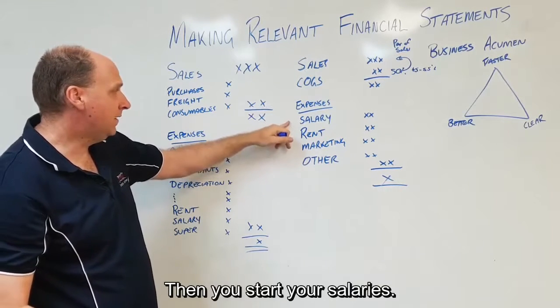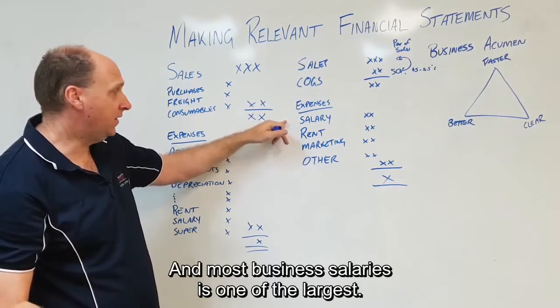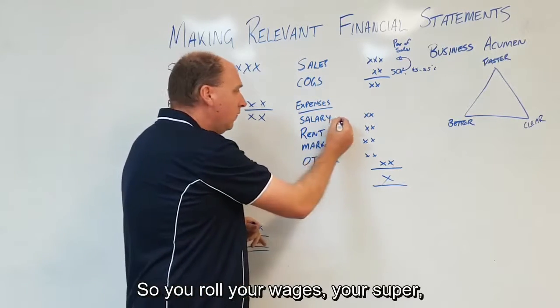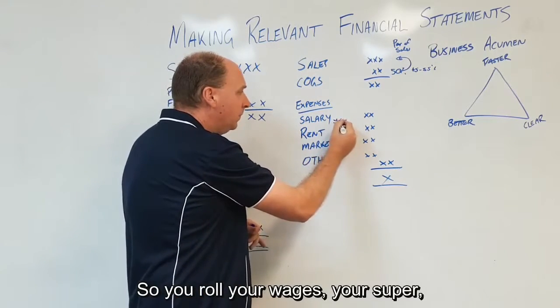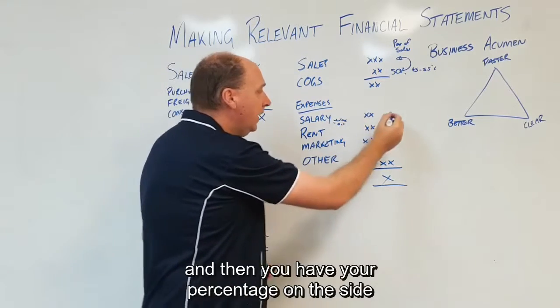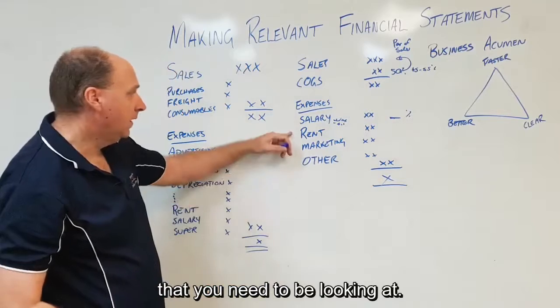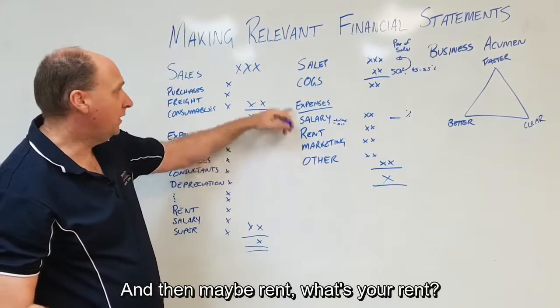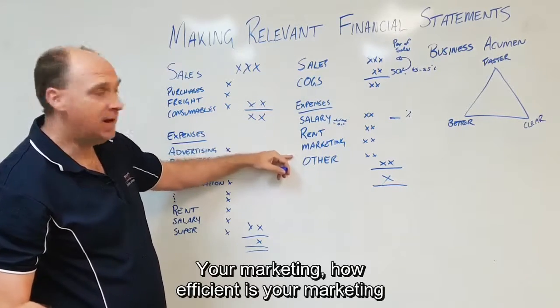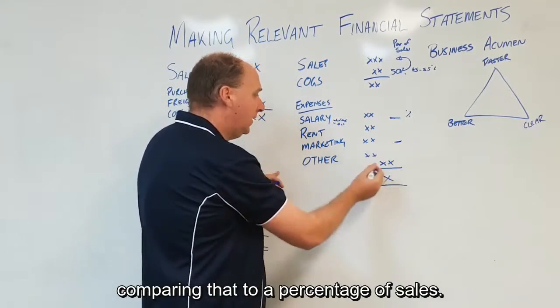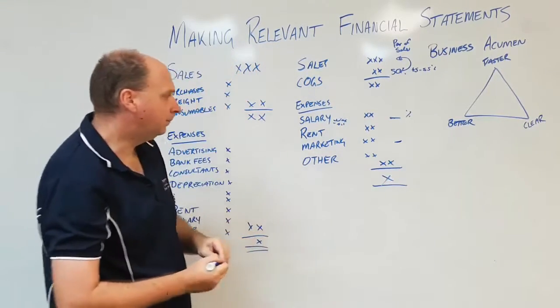Then you start with your salaries, and in most businesses salaries is one of the largest. So you roll your wages, your super, all those salary expenses into it, and then you have your percentage on the side that you need to be looking at. And then maybe rent. What's your rent? How's that comparing to sales? Your marketing. How efficient is your marketing? Comparing that to a percentage of sales. And then you have your other.